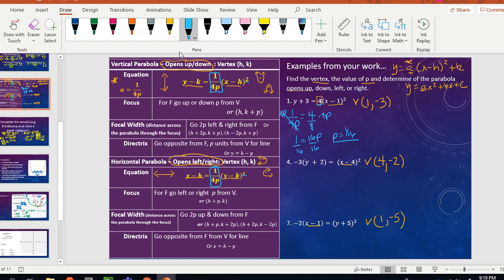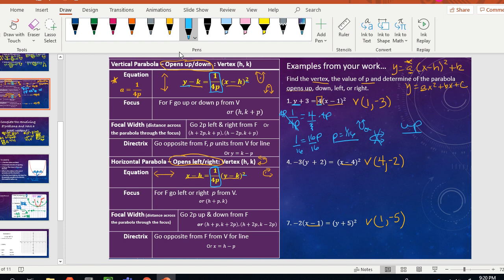Now, once I have this, P is positive, so positive means it has to open up this way, or it has to open to the right like this. Those are the positive directions. Well, go back and look. This starts with a y. This starts with a y. It had to open up or down, so it's not this. It's opening up. You can tell me the word up, or you can draw me a little parabola.